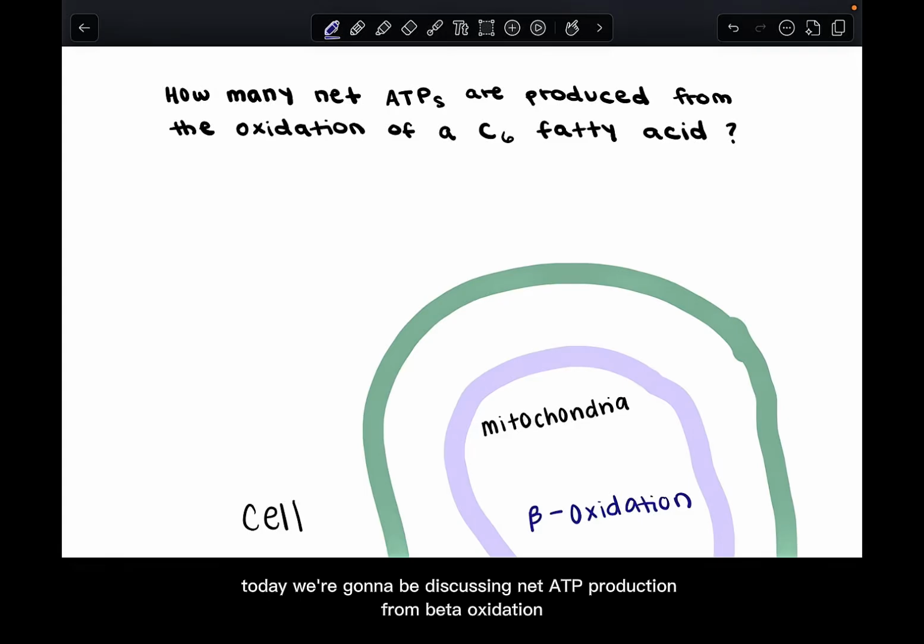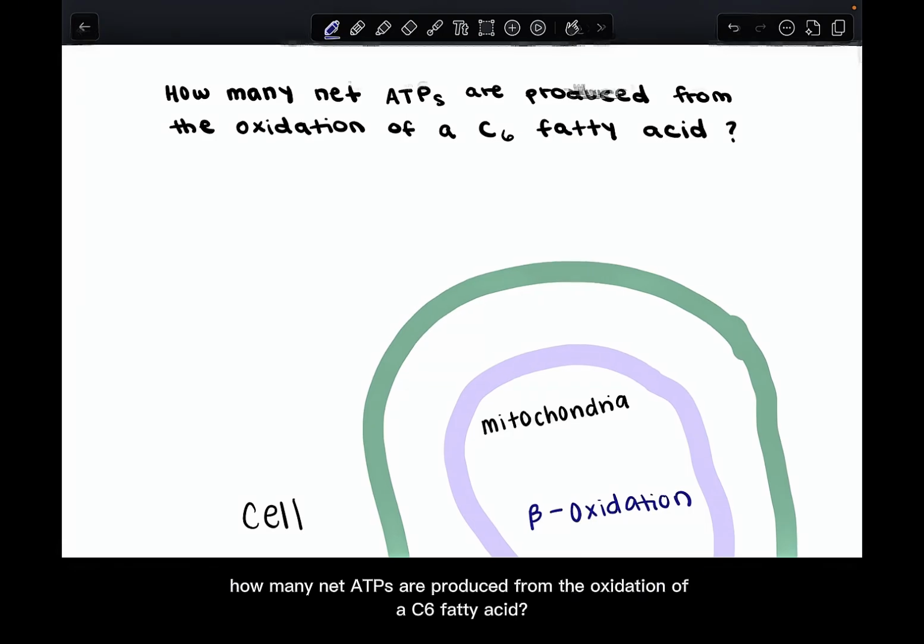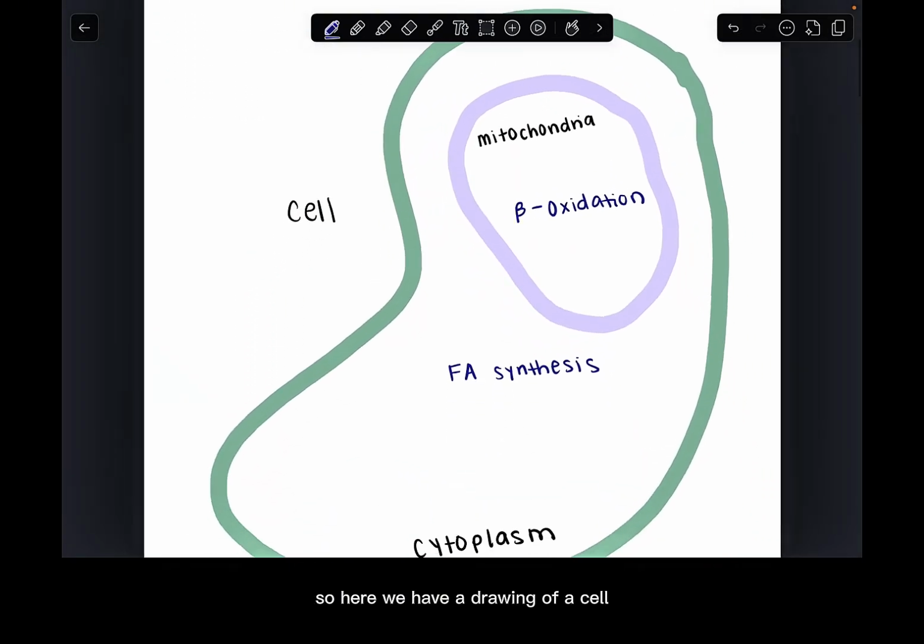Hi, today we're going to be discussing net ATP production from beta oxidation. So this question is asking how many net ATPs are produced from the oxidation of a C6 fatty acid. So here we have a drawing of a cell.